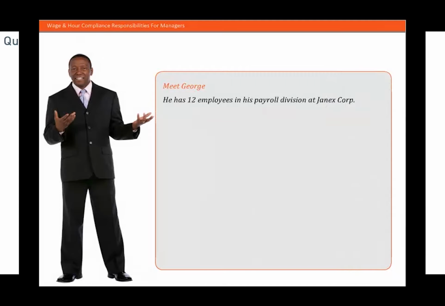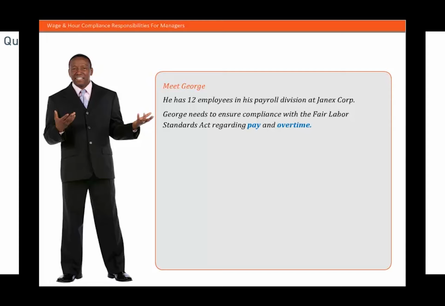Let's meet George. George is a manager in his company's payroll division. He currently has 12 employees that he's responsible for. As a manager, George has the responsibility to ensure that all overtime pay policies are known and reinforced in his organization. There is a lot that he is responsible for.